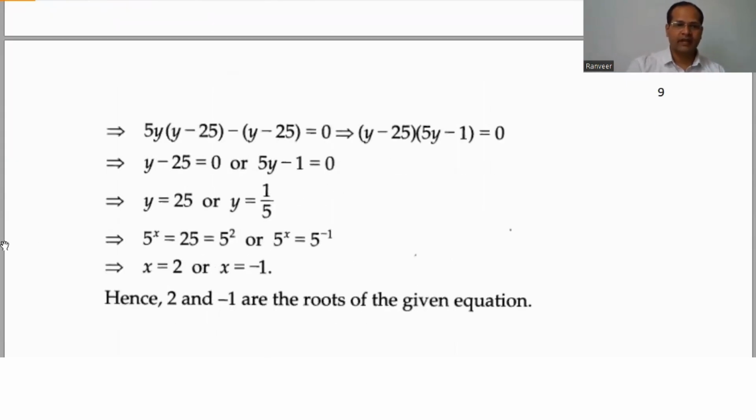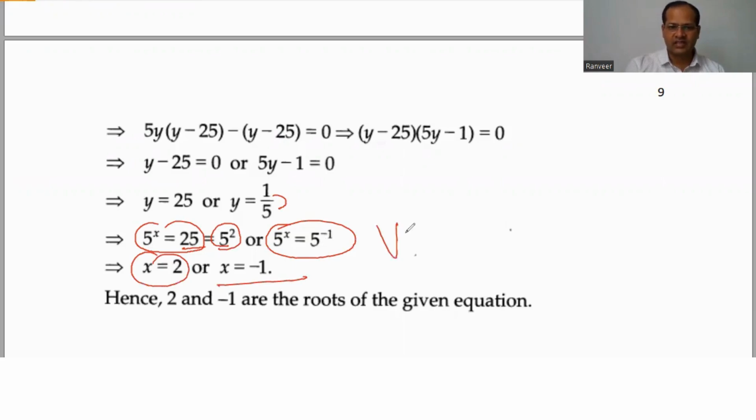Now we get the value of y equal to 25 and y equal to 1 by 5. Here we got the two values. So y equal to 5 to the power x. This 25 we can write as 5 to the power 2, so x equal to 2. And 5 to the power x equal to 5 to the power minus 1, since 1 by 5 we can write as 5 to the power minus 1, so x equal to minus 1. This is a very, very important step: after getting the y value, you have to substitute back whatever you assumed.